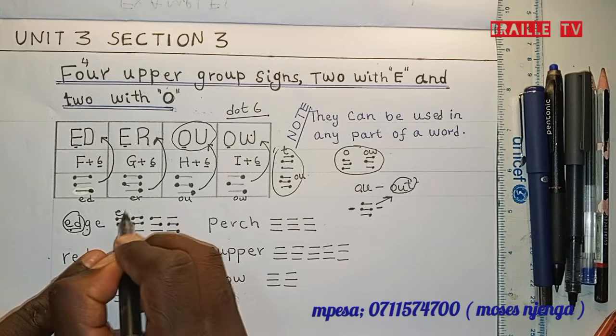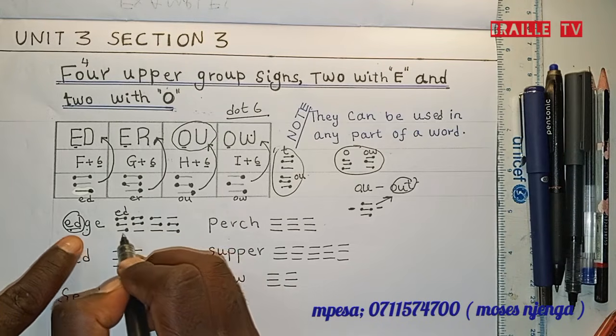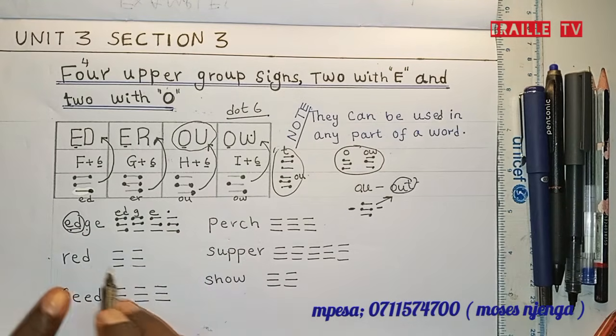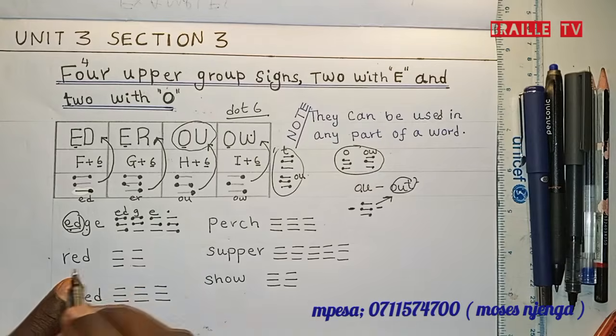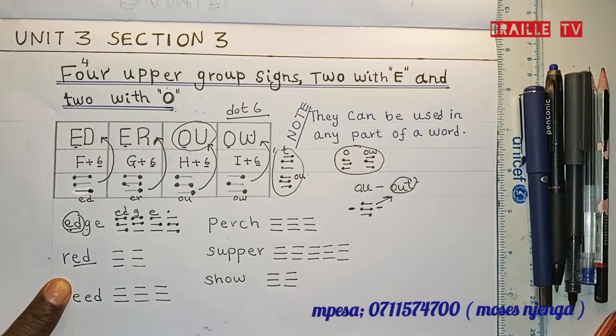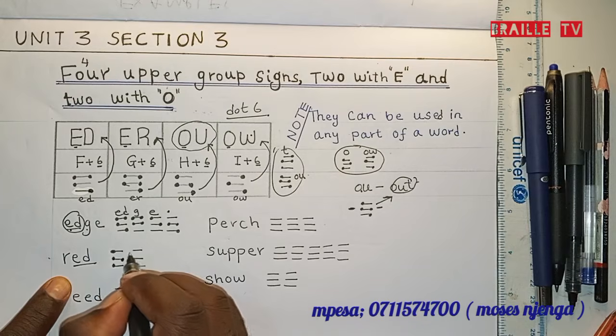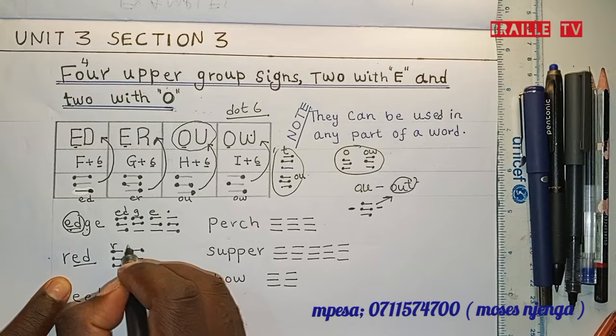So this is ED, G, ED, G, and E, and then full stop, okay? Good. Then we have the word red. So red, you can see ED is here. So you write R, and then you contract ED. I told you ED, it is F plus dot 6. So this is R, ED.